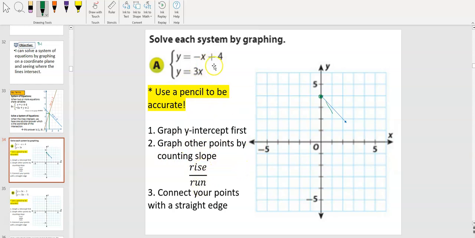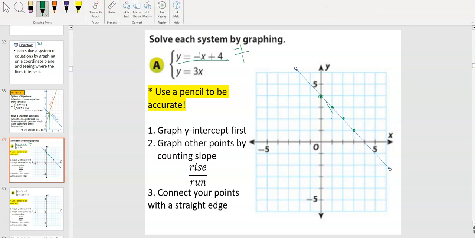Now I am going to go ahead and graph my other points by counting the slope, rise over run. My slope in this first equation is -1, because remember there's a little 1 in front of this x, so my slope is -1 over 1, meaning I'm going to go down 1, over 1, down 1, over 1. And I'm going to do that repeatedly until I have multiple points. Then I can use this line, like drawing a line with a ruler, and make sure to go through those points and make a nice straight line right here.